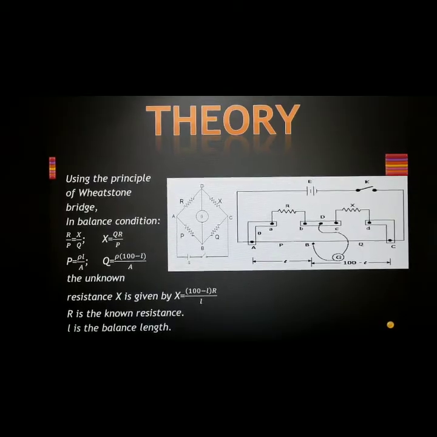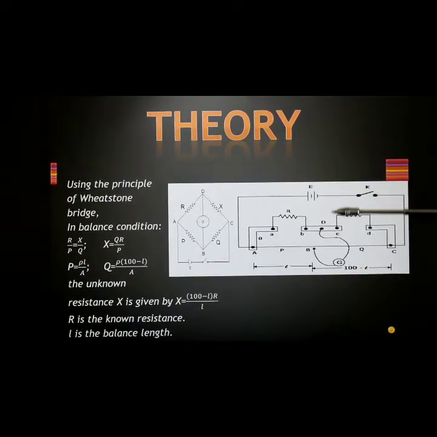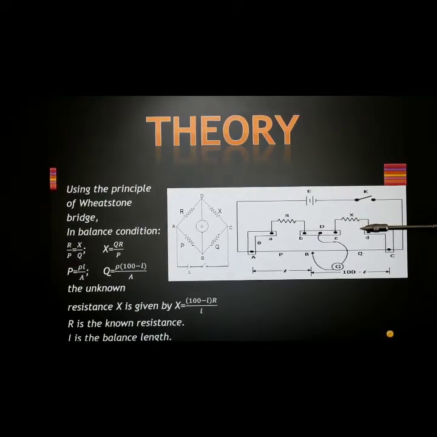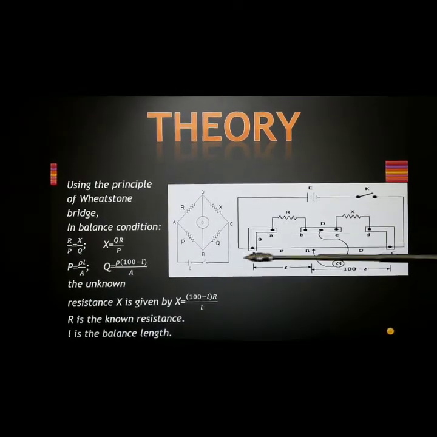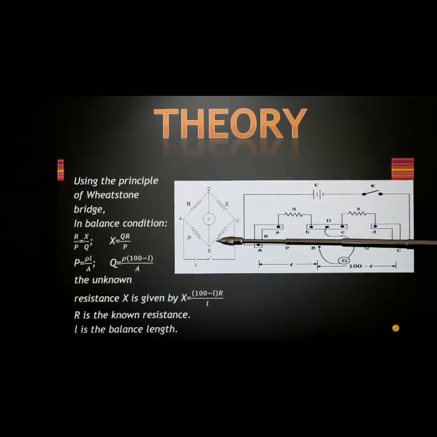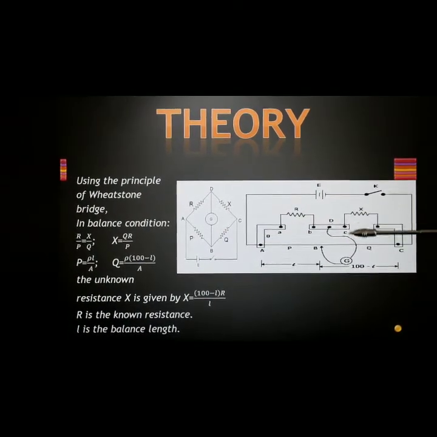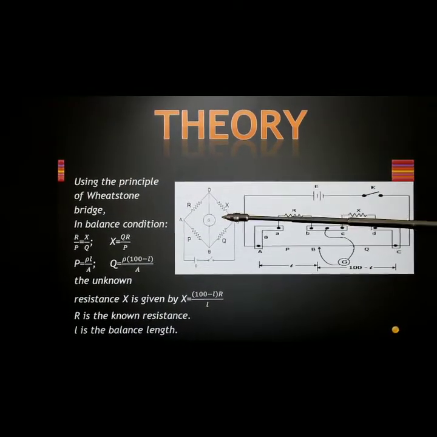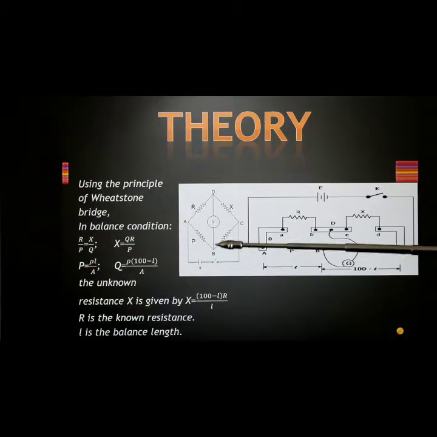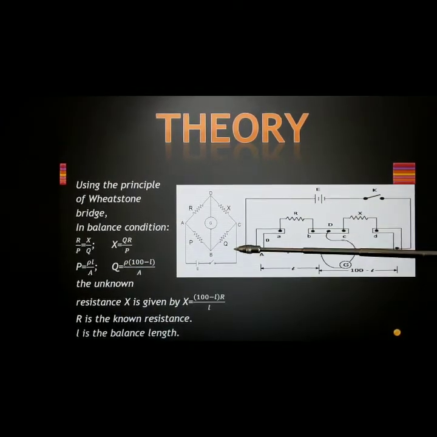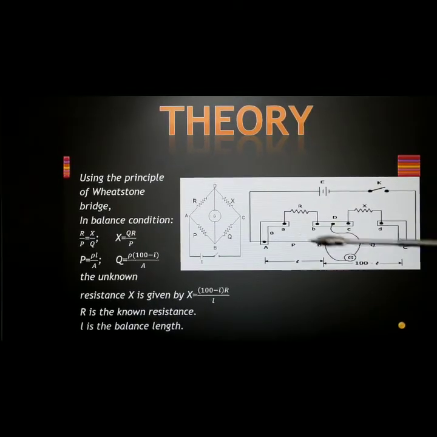Actually, we have a wire. The unknown resistance is in the form of a wire. We need to find that, and it is denoted by X in this circuit diagram. So we follow the Wheatstone bridge, which is then converted to a meter bridge. In a Wheatstone bridge, in the balance condition, you have R by P equal to X by Q.